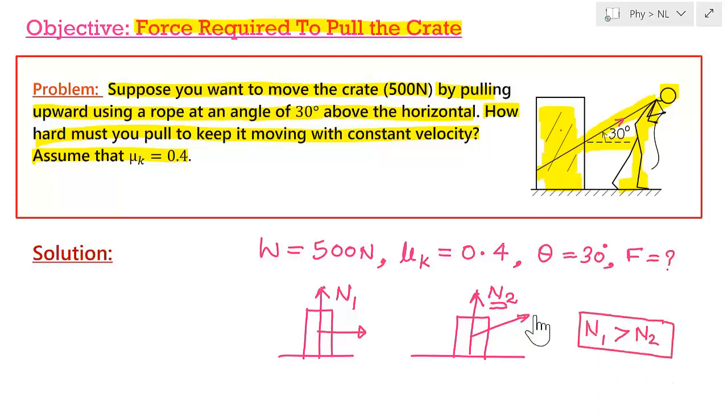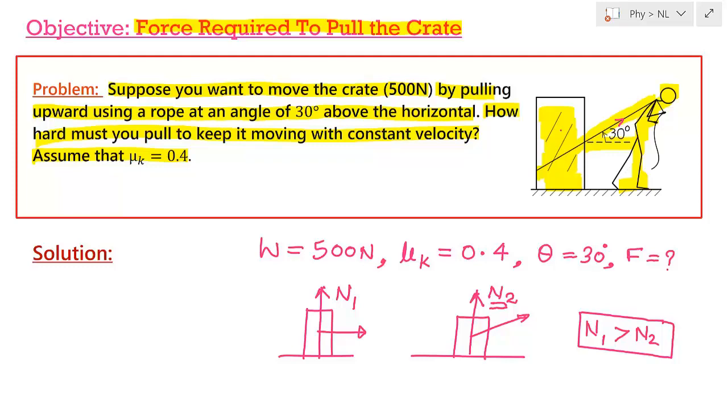Don't worry about this, we will solve this problem, and towards the end we will come back to this point: in this case the normal reaction has reduced, and that's why the friction force has reduced, and that's why you have to apply a relatively smaller amount of force to pull this crate.